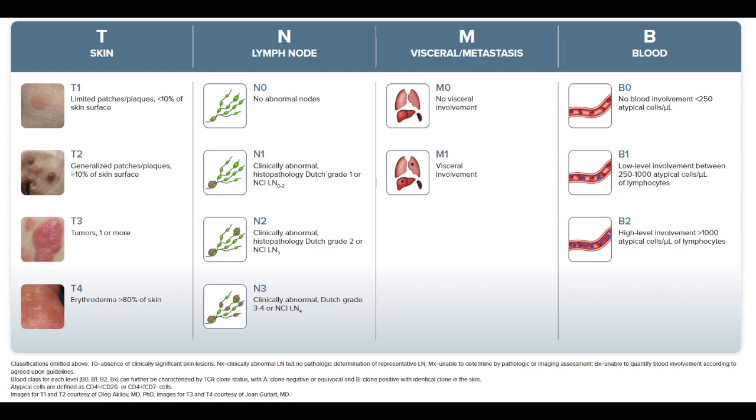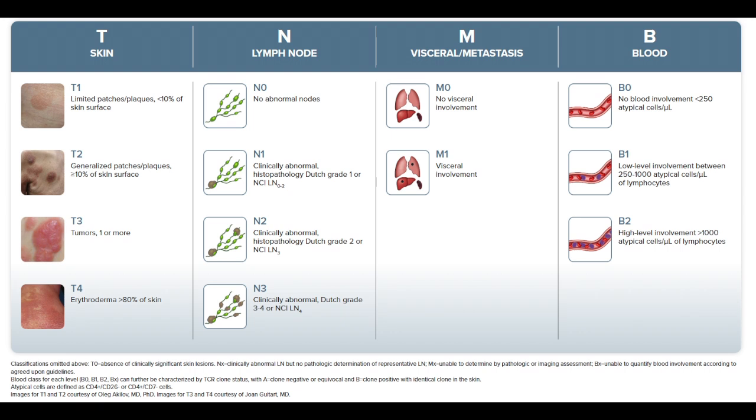Each compartment has different aspects that we look at for staging. So starting with the skin compartment, which is the T, we look at the percentage of the body surface area that patient has that is involved, but we also look at the skin lesion type. There are many different skin lesion types that we look at in CTCL. Patients can present as erythroderma, which is full body redness. They can present as limited or extensive patches, which are non-raised lesions, plaques, which are raised lesions, or tumors.